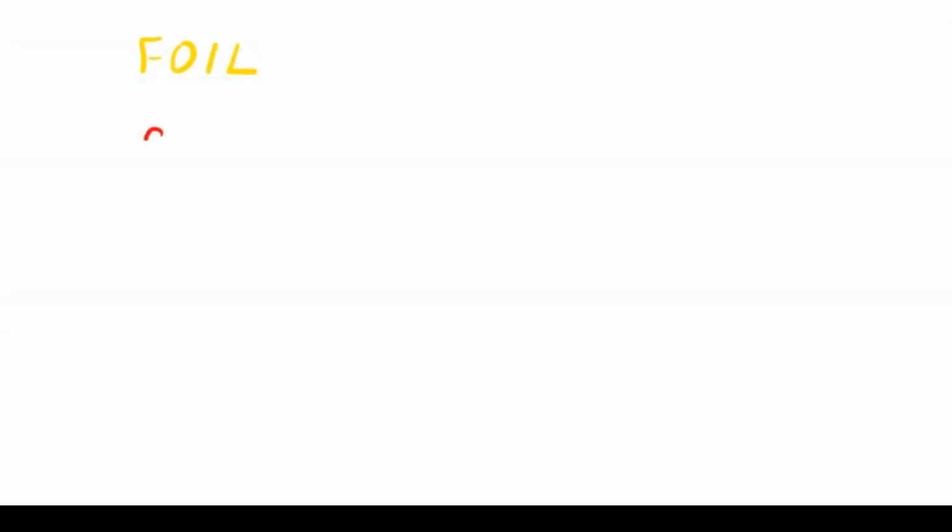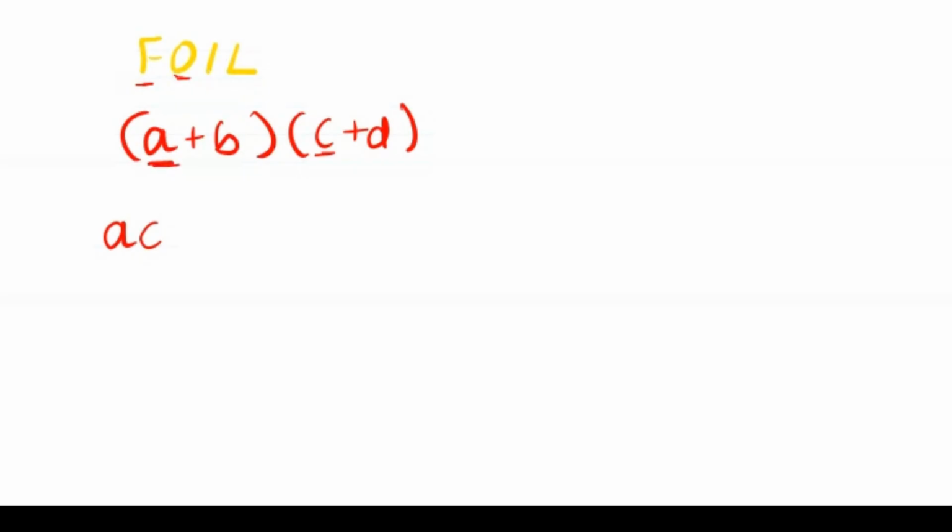If I were to have my terms A plus B as one bracket and C plus D as the other bracket, I multiply the first terms, F as in the first terms. The first terms of the bracket are these two. So I get A multiplied by C, AC. Next stands the terms on the outside, that is A and D. Both of these are on the outside of the two brackets, on the border if you will.